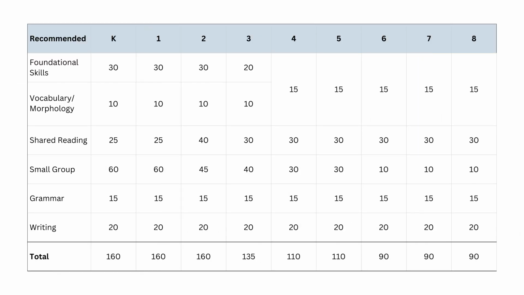A well-designed reading block balances skills, knowledge, and application. This sample reading block includes foundational skills, vocabulary and morphology, shared reading, small group instruction, grammar, and writing. Each component serves a distinct purpose, but works together to build strong readers and writers.